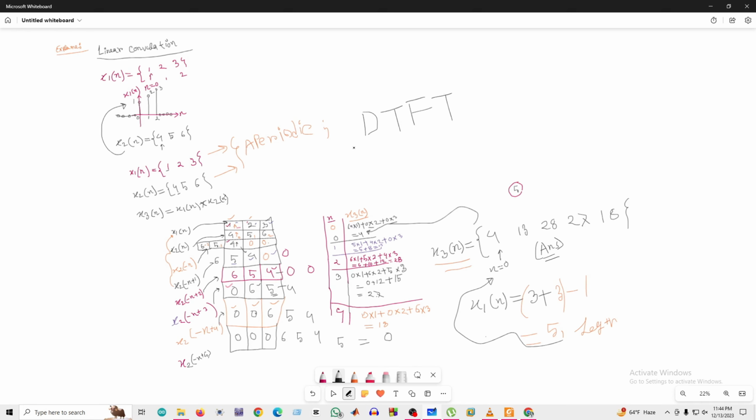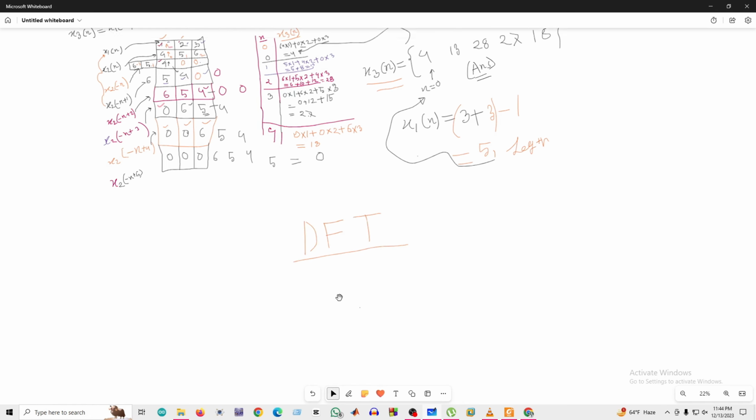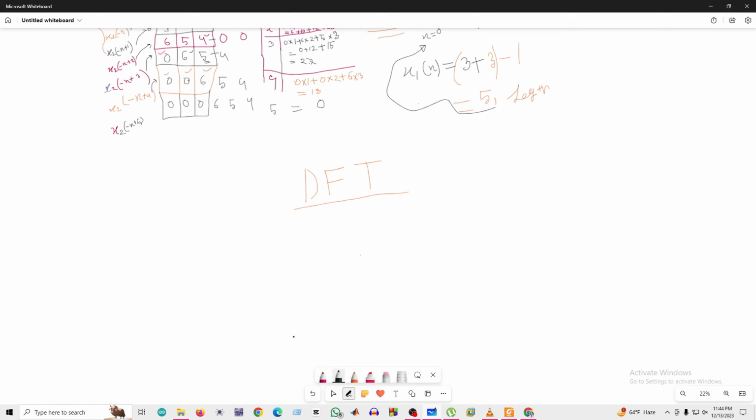So the DTFT gives you the linear convolution. But if you do the DFT, then the concept is not like this type of convolution. The convolution situation is basically changed. That situation is known as the circular convolution, because if you do the DFT, now your x1 of n and your x2 of n, both signals, are periodic.